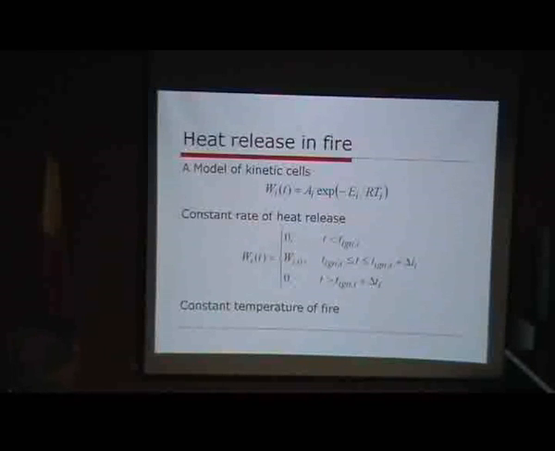And we consider different models of the premises. For example, the first one, a kinetic cell. This cell is described by the Arrhenius law. And the second one is a constant rate of heat release and a constant temperature in fire.